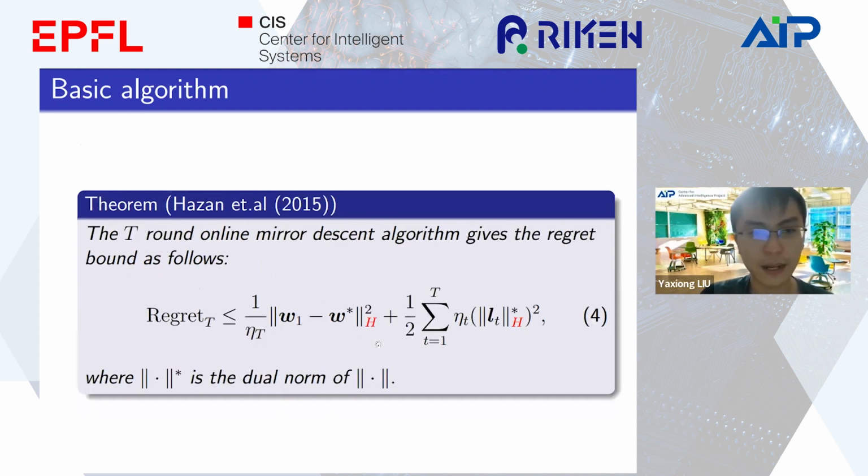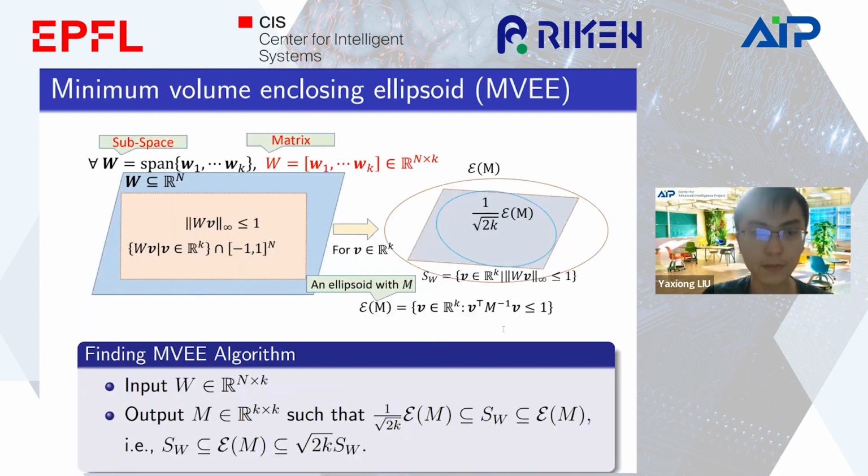This theorem shows that the regret depends on two parts. Firstly, it is bounded by the matrix norm of the domain, and the second part is the dual norm of the loss vectors. There is a somewhat technical part where we use the minimal volume enclosing ellipsoid, which means that, taking as input k different independent vectors intersected with the L infinity norm, it will output an ellipsoid which contains this subset of the loss vectors.